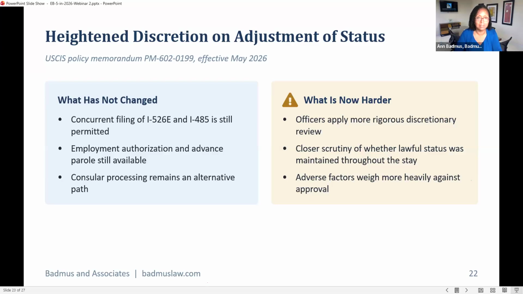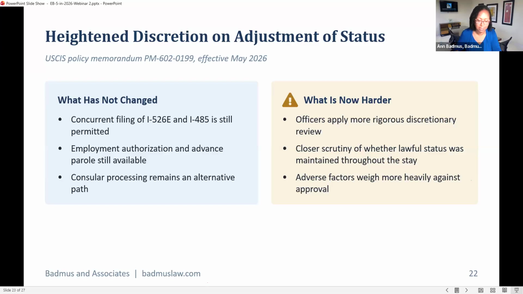But it is important to know, because if you are applying for adjustment of status based on your EB-5, this policy memo does say that the government has higher discretionary review of adjustment of status applications. So this is really directly relevant to any of you who are already in the U.S. on an H-1B or an L-1 or an F-1 or some other legal status. If you're planning to adjust status rather than do the immigrant visa at the consulate, you can still file your I-485 concurrently with your I-526E if the priority date is eligible, if the visa number is available.